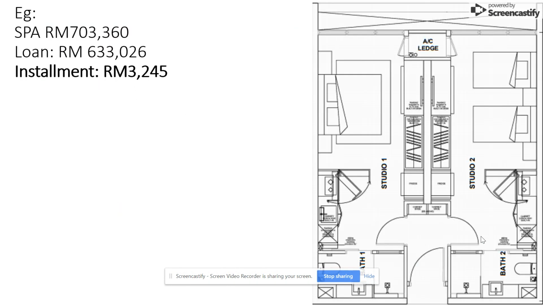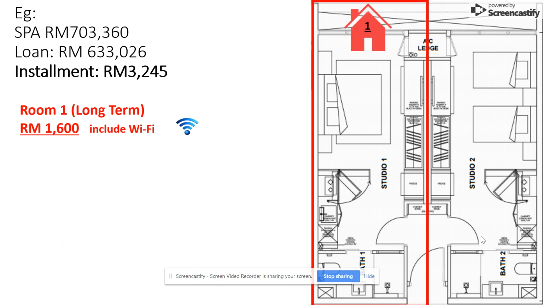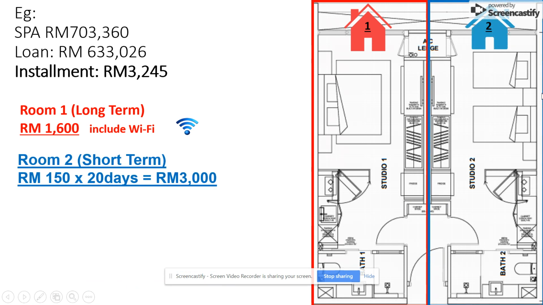Okay. So let's take a look at this strategy too. What I can do is the first room, I remain it as a long-term rental, 1,600 including Wi-Fi. But the other side, I introduce a new mode of rental, which is running it through Airbnb. So the occupancy rate here is easily 20 days. Another thing about short-term rental is that you have to understand what the occupancy rate is in that area.